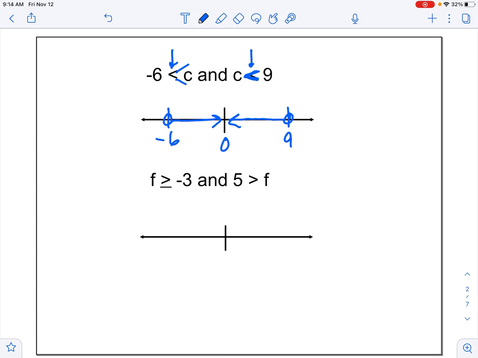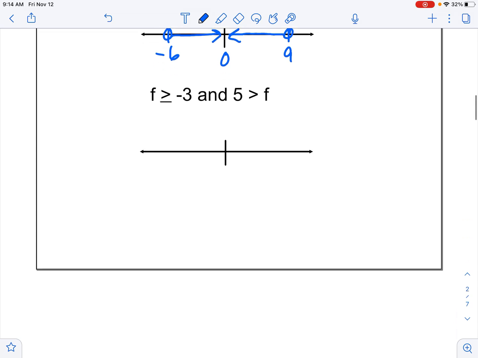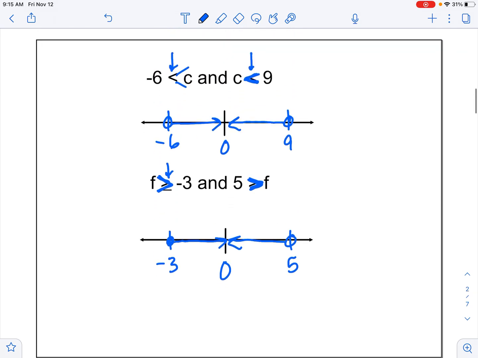So let's try that again. Here we have the 0. Line them up like they're on a number line. Here's my -3. Here's my 5. This circle is going to be closed because it has the line underneath. This one's going to be open. F is greater than because it's opening to the F. So all the numbers greater than -3 are to the right, and it's pointing at the F. So all the numbers that are smaller than 5 are going to be to the left. So you can see both of these graphs, they are pointing toward each other.